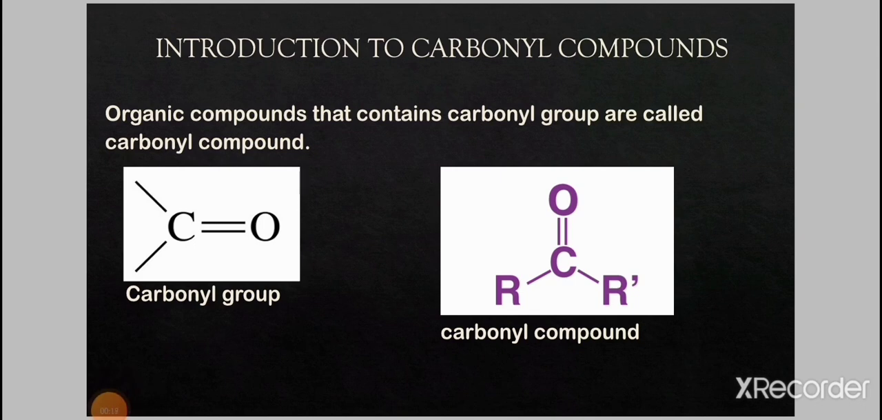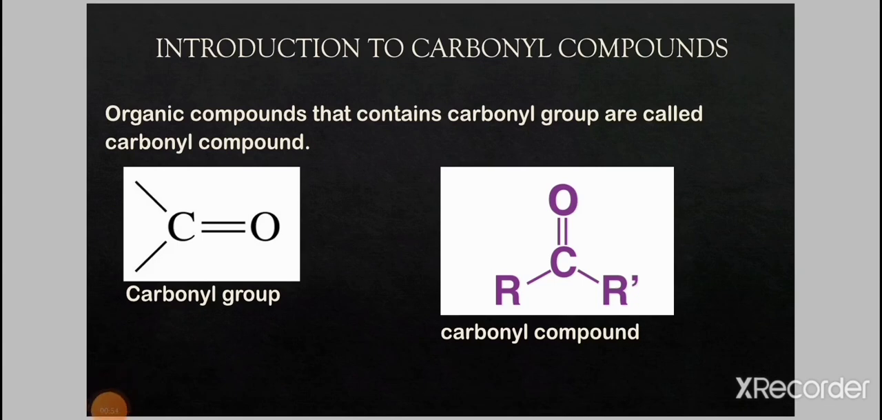What are carbonyl compounds? Organic compounds that contain a carbonyl group are called carbonyl compounds. What is a carbonyl group? A carbonyl group is such a type of functional group in which carbon is making a direct double bond with oxygen and two valencies are free. That type of functional group is called a carbonyl group. If two alkyl groups are present on both the valencies of the carbonyl group, that type of compounds are called carbonyl compounds.